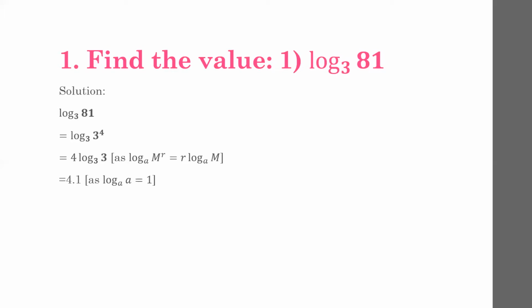Why? Because according to the formula, log a base a equals 1. So if we replace a by 3, it will be log 3 base 3. So that is also 1. Now 4 into 1 is equal to 4. So this is our solution, or the value of log 3 base 81.